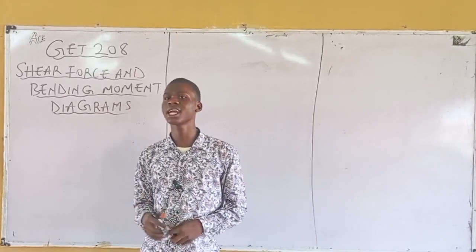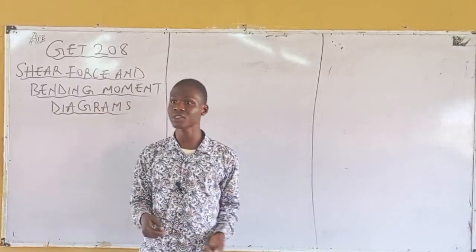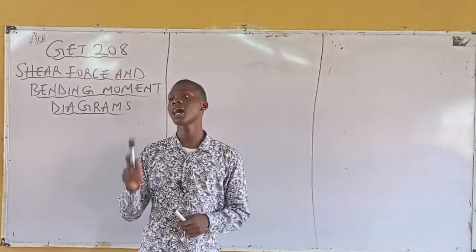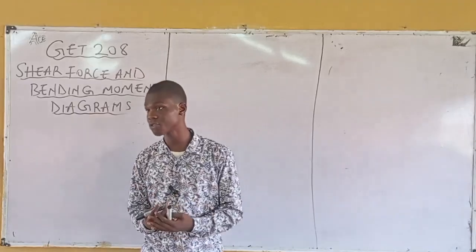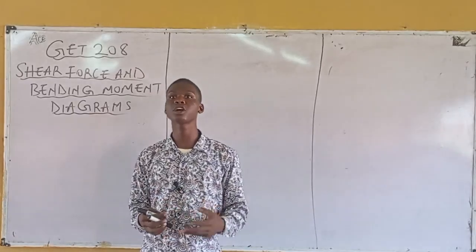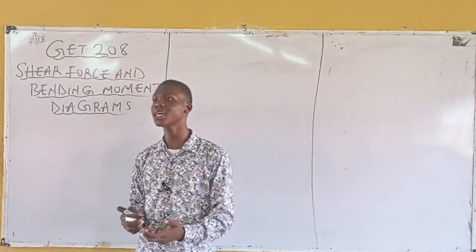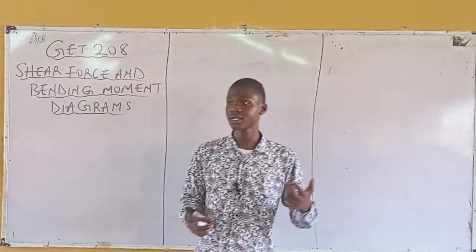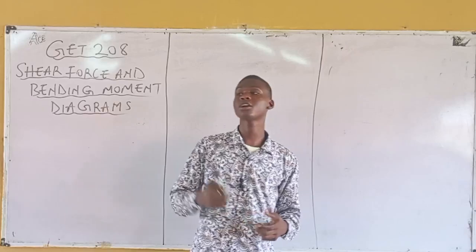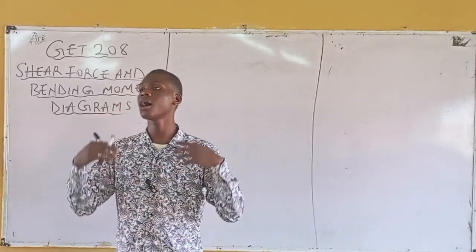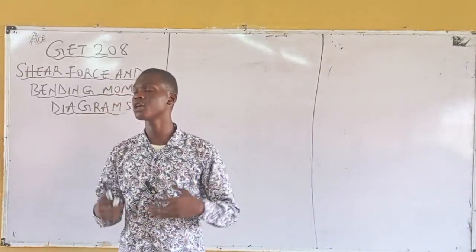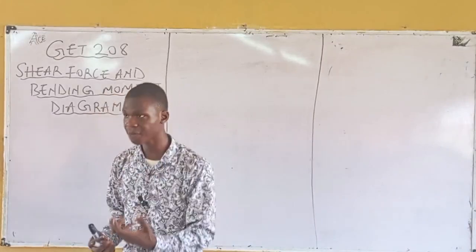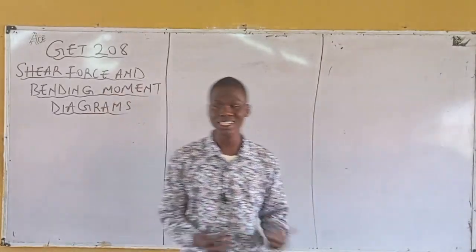Alright, if you look at that definition, you can see that both shear force and bending moment, they are synonymous, right? The difference is that when it comes to shear force, we are analyzing the forces, the vertical forces. When it comes to bending moment, we are referring to the vertical forces and the perpendicular distance.